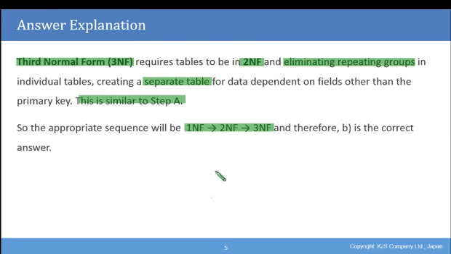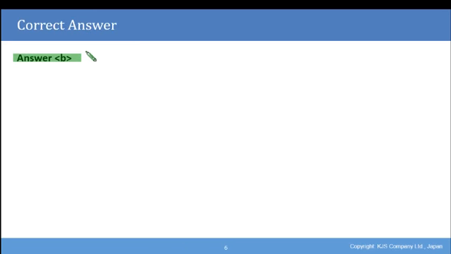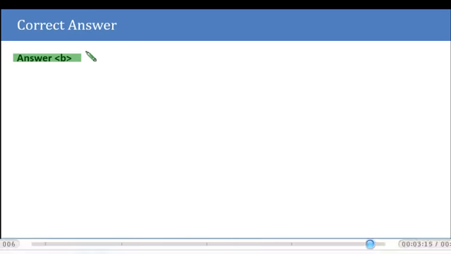We can also put this in terms of our steps as step C to step B to step A, which is the same as we had for our answer of B. Therefore, B is our correct answer in this case. So as we said on the previous slide, B is the correct answer. And in this table, what we've seen is the correct algorithm for normalizing a relational database.